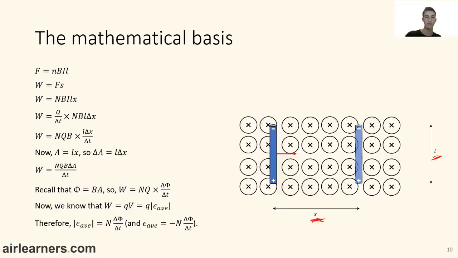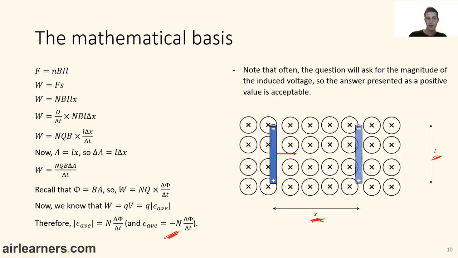Again, you could extend this by considering vector quantities, and that will give you this value over here, the minus N. But again, this isn't, strictly speaking, part of the study design. It's purely for your understanding of how this whole thing works. As I mentioned before, questions will ask for magnitude. So usually the answer represented as a positive number is acceptable. It'll often specify when they want you to use a negative value.